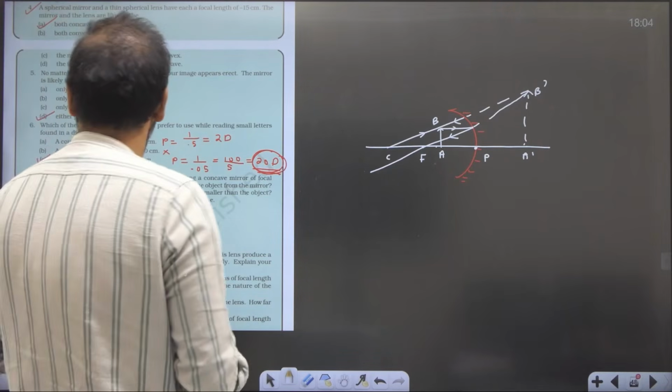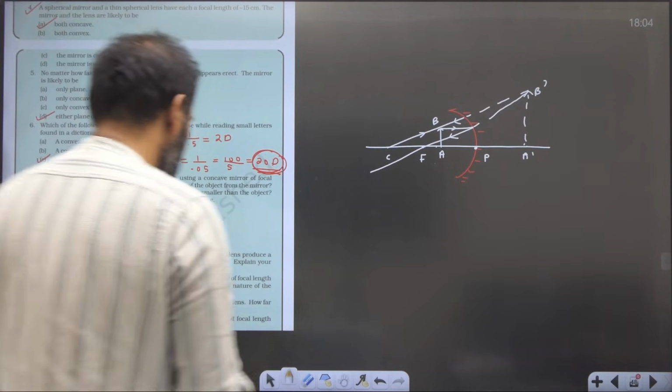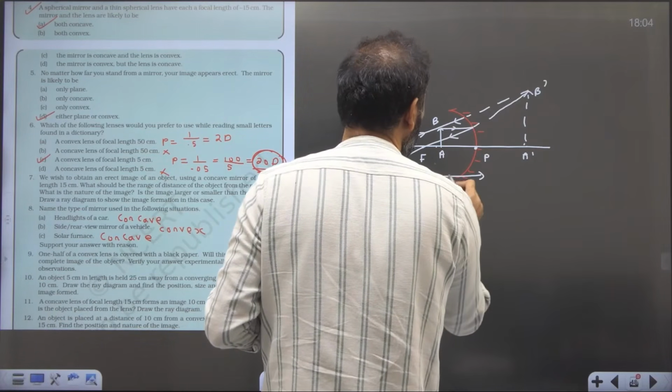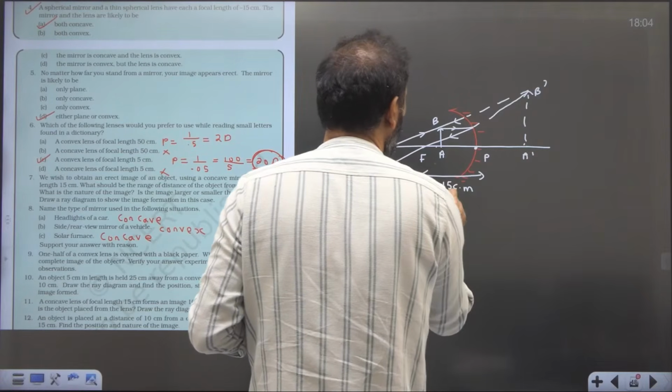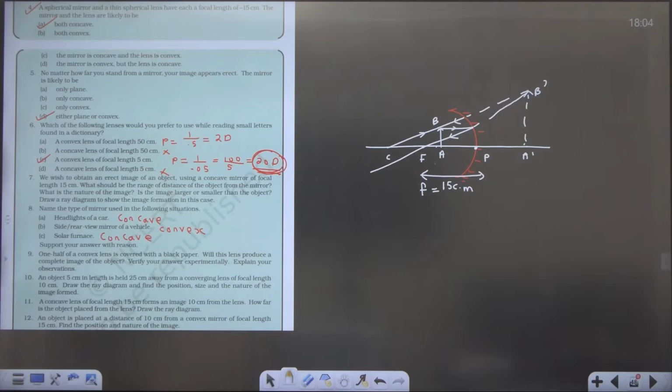Where should the object be kept? We used to obtain the erect image of an object using a concave mirror of focal length 15 centimeter. The distance between the pole and the principal focus is the focal length. So the focal length is 15 centimeter. So we have drawn that image.